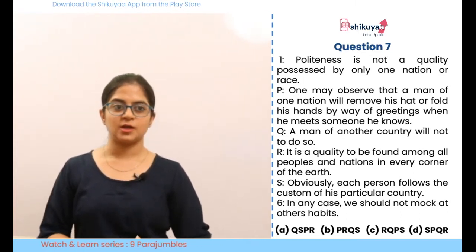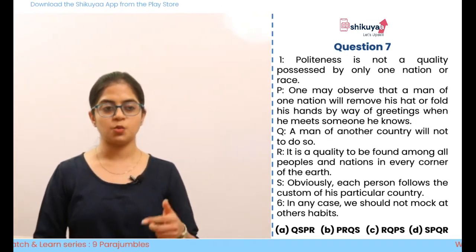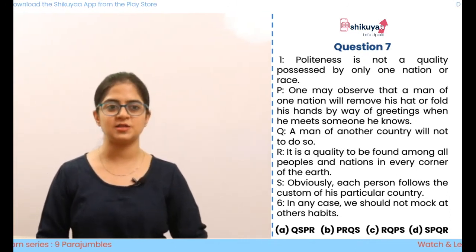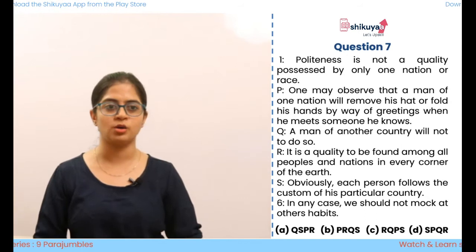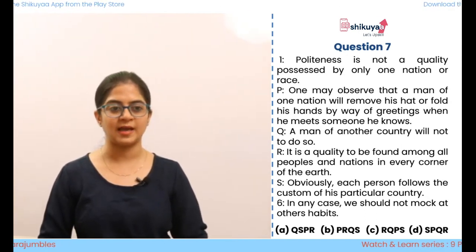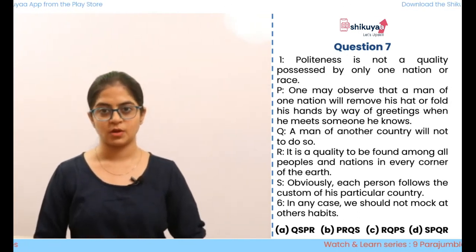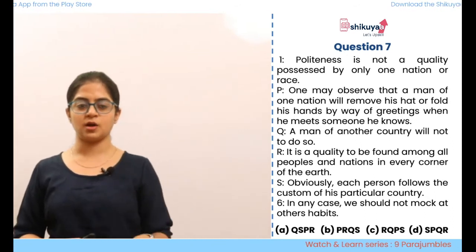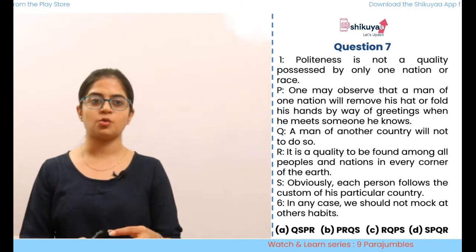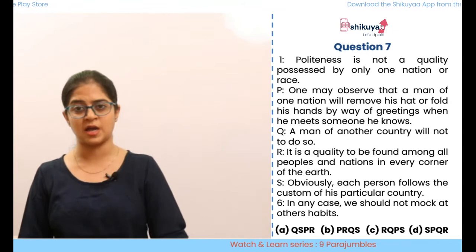Okay, now let us see how we can attempt this question. Here sentences 1 and 6 are constant, right? Politeness is not a quality possessed by only one nation or race. And the sixth sentence says, in any case, we should not mock at other habits, right? See, all the sentences P, Q, R, S given are talking about what kind of different habits people have with different races and in different nations.